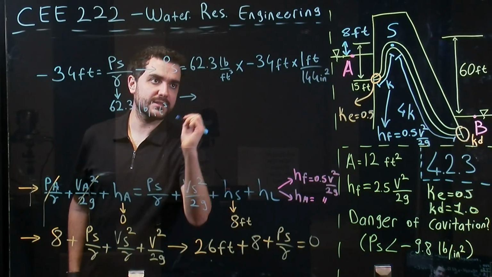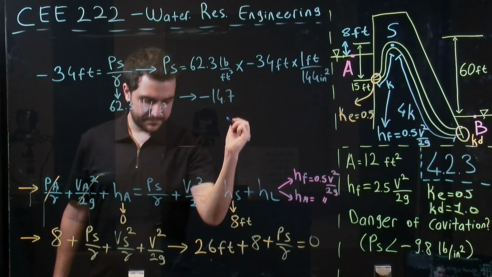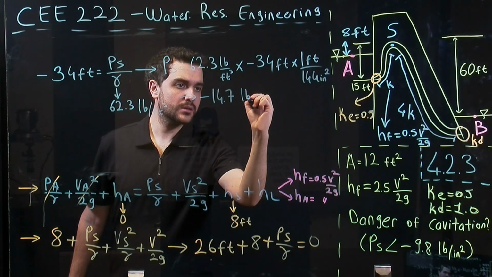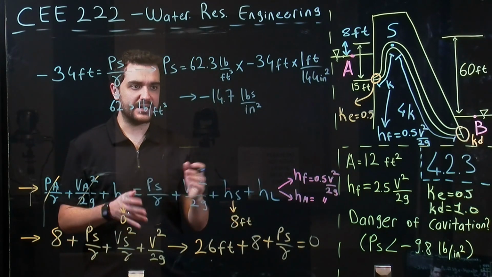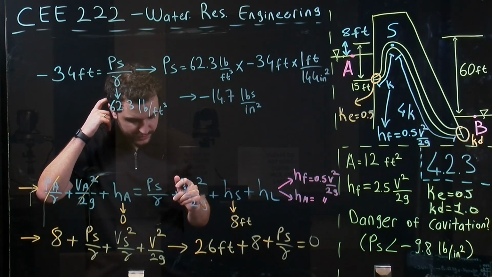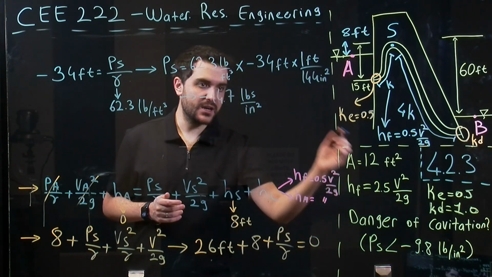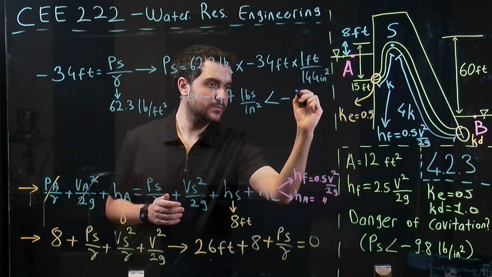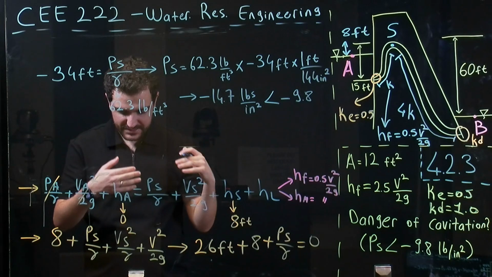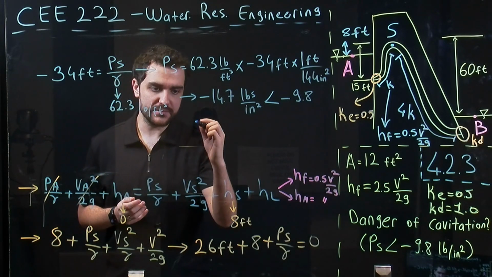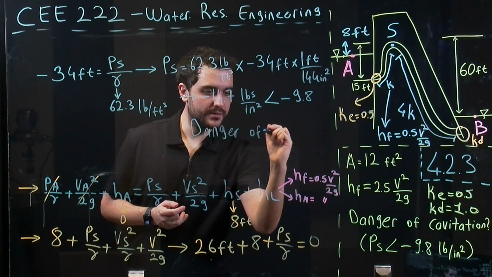And from here we can get minus 14.7 pound per square inch, and obviously it is lower than this value. So we can say that the system is in danger of cavitation. So, danger of cavitation.